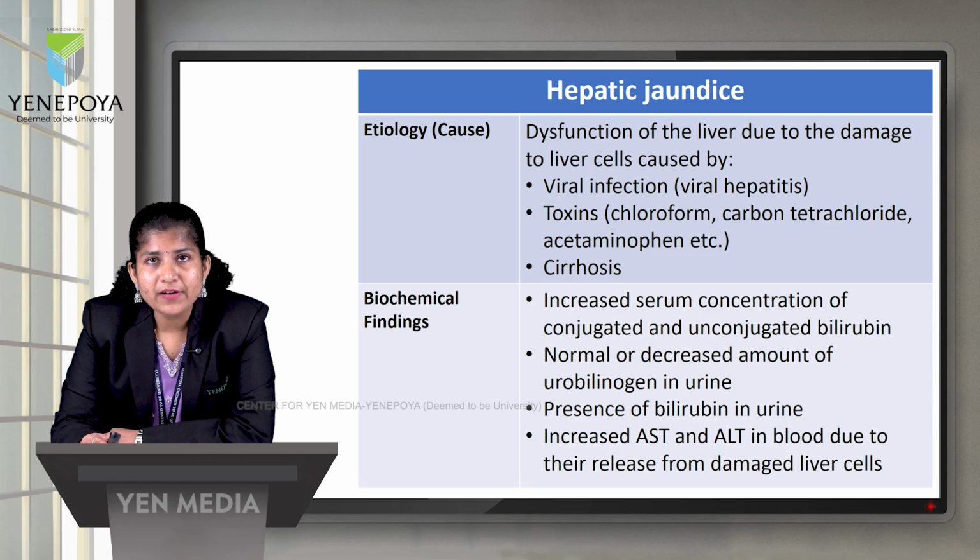And biochemical findings: there will be an increase in the serum concentration of both conjugated and unconjugated bilirubin, the urobilinogen level may be normal or decreased in the urine, there will be presence of bilirubin in the urine, and it also leads to an increased level of AST and ALT in the blood.